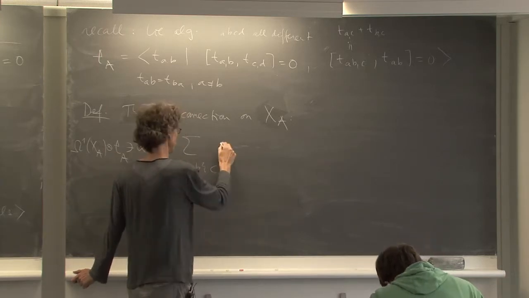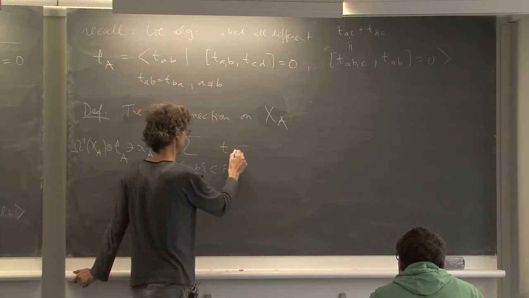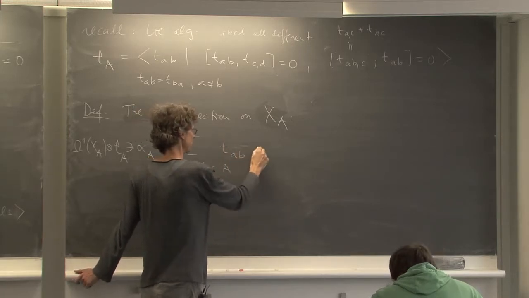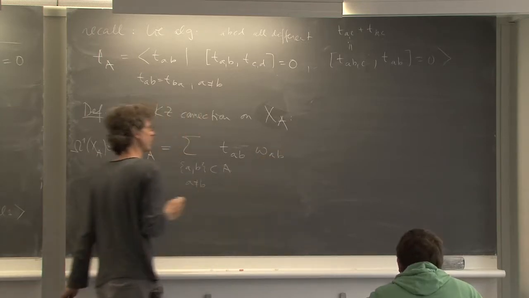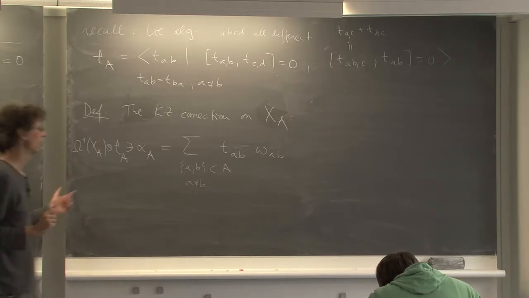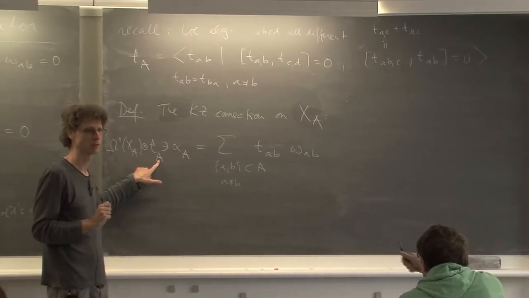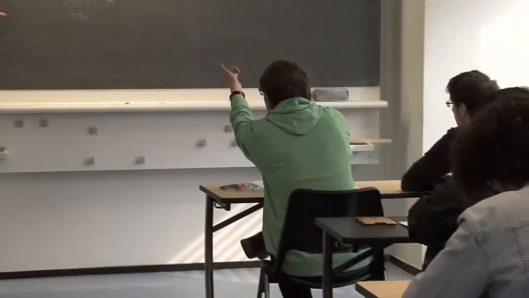If I write it this way, I should probably write something like, okay, doesn't matter. I'll be probably writing it this way, T_AB omega_AB. Sorry for switching the order, but you can probably live with it. And okay, that's it. Because they are definitely similar to AB.